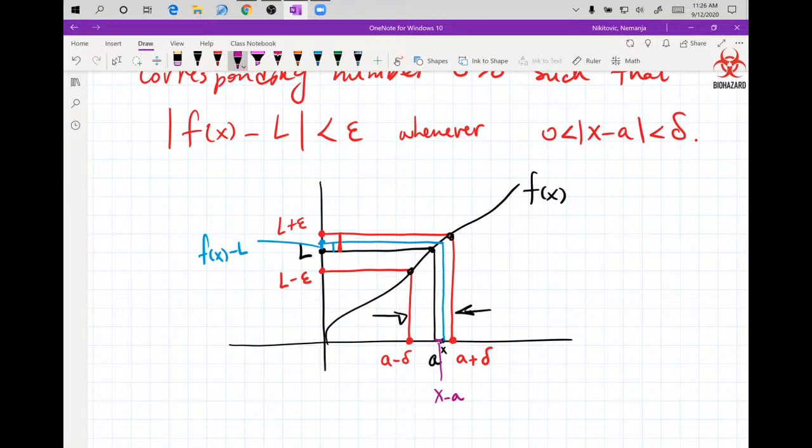And this whole thing here is delta. So x minus a is smaller than delta, and f of x minus L is smaller than epsilon. And those are very, very small. The more you squeeze, the more it falls on L, and L is the limit.